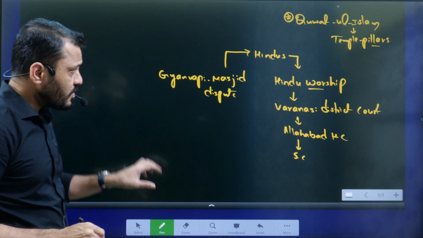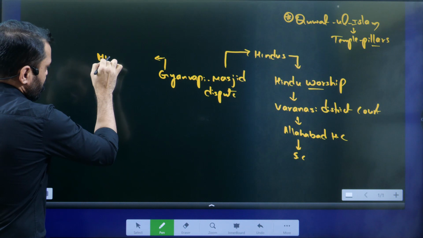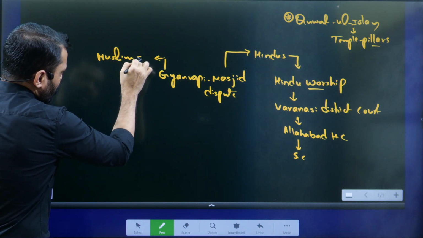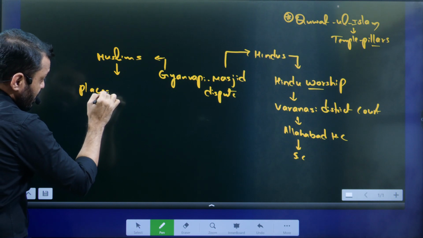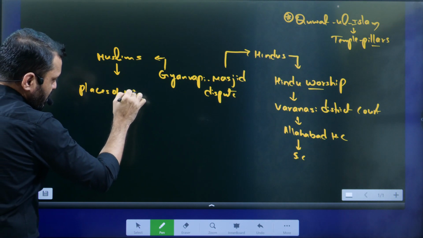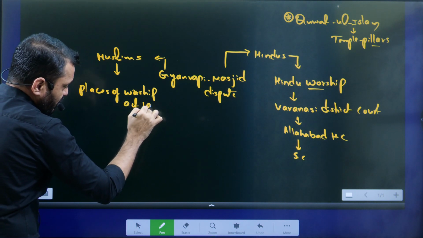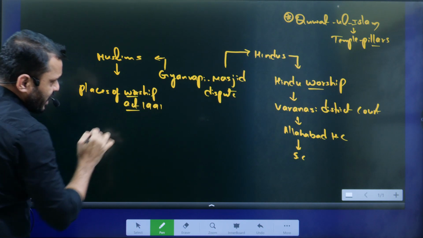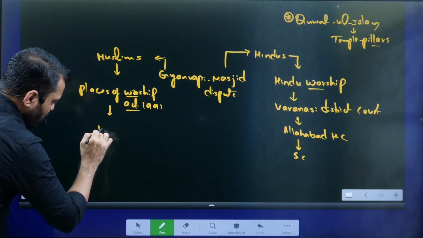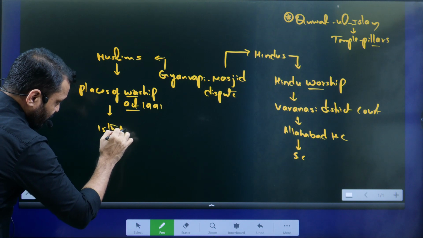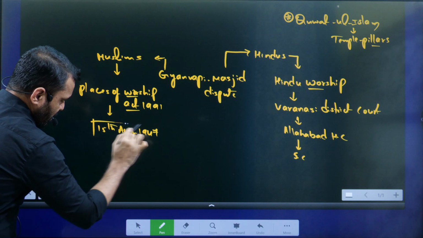From the Muslim side, they are quoting the act known as the Places of Worship Act, the Places of Worship Act 1991. What is this Places of Worship Act 1991? It says that the cutoff date is 15th August 1947.